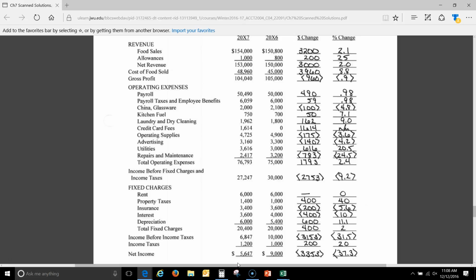We had a decrease of 960, and a decrease of 0.9%. Good or bad? Bad. Why did we have a decrease? Exactly. That 8.8% increase in cost of food sold and that 25% increase in allowances killed our gross profit this year. Okay? That's what happened with the decrease.